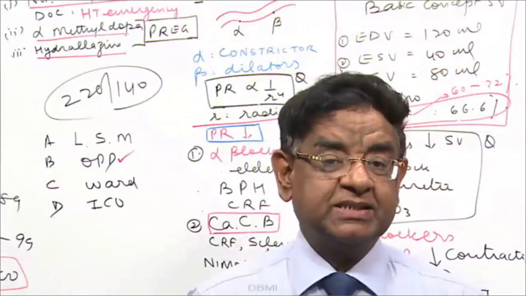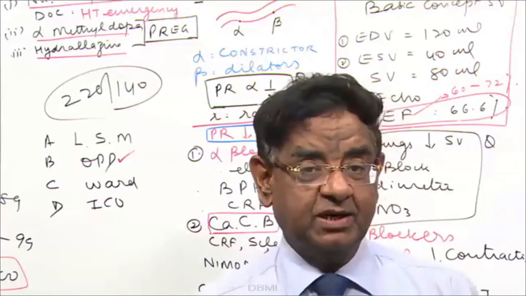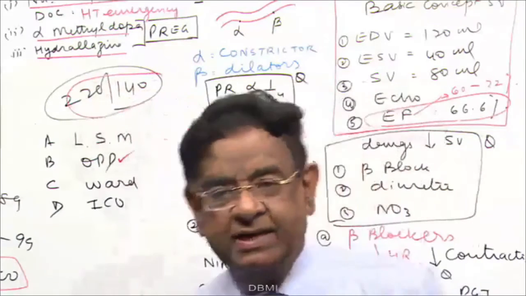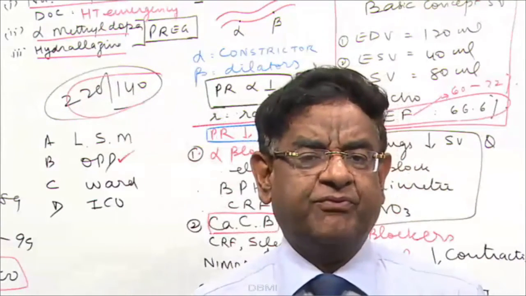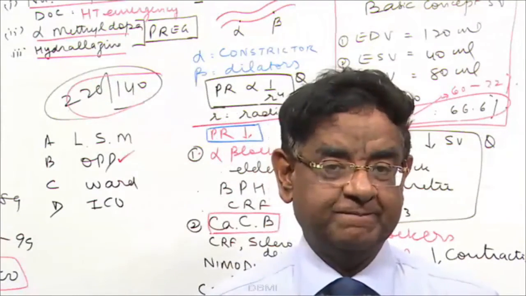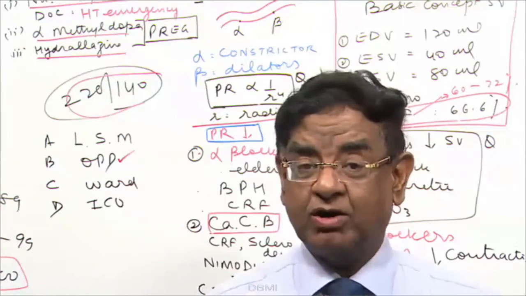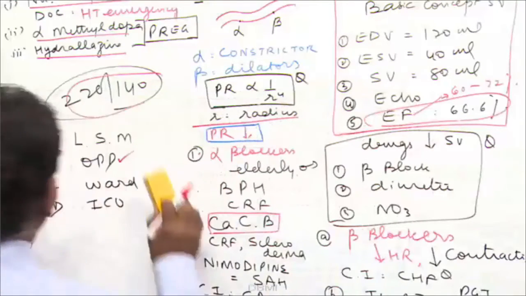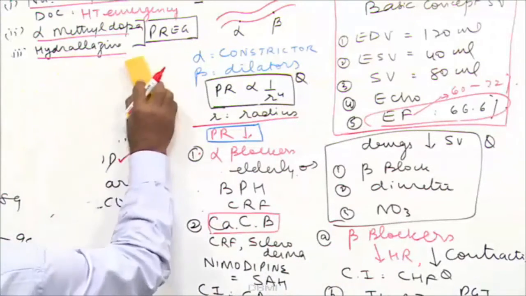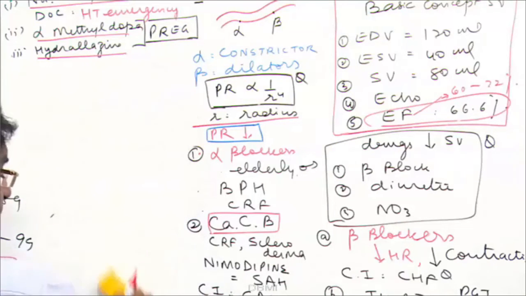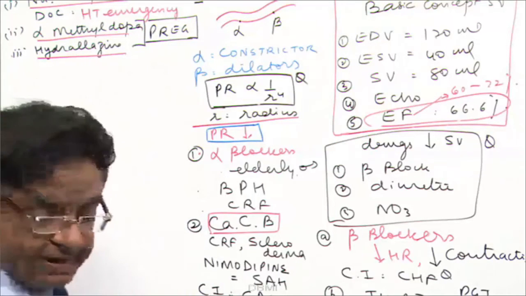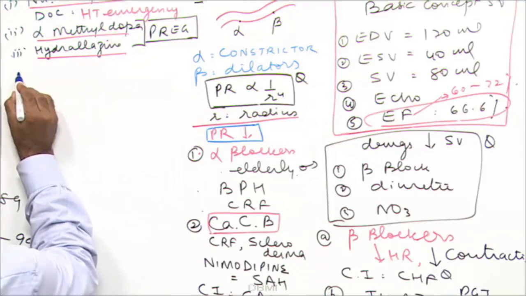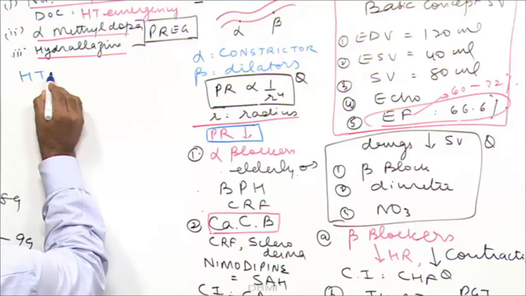Why is this the answer? Why not the others? Look, Uncle G has come, his BP is very high, and he says, Doctor Saab, I was sitting comfortably in my office. He had no complaint at all, but BP is very high. So we use the term hypertensive urgency.